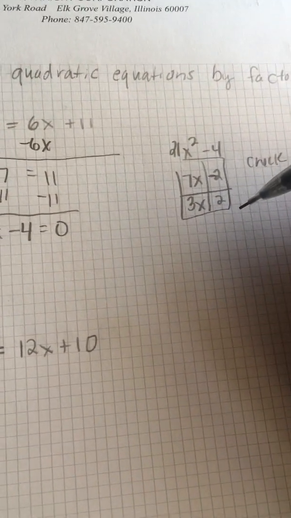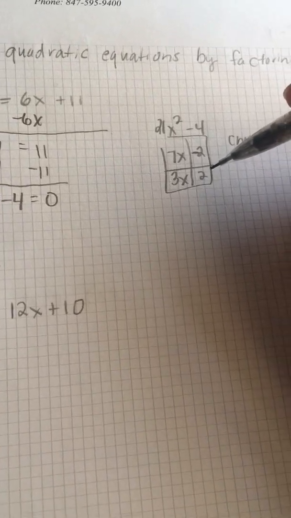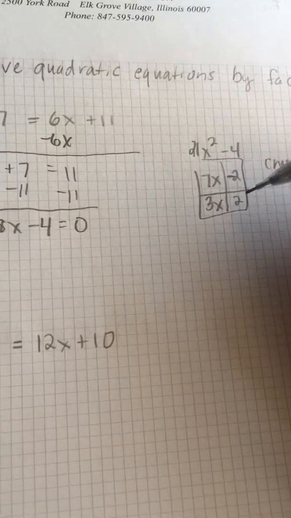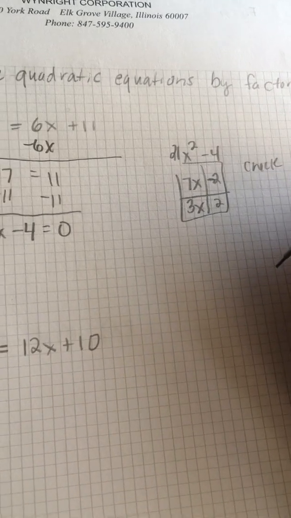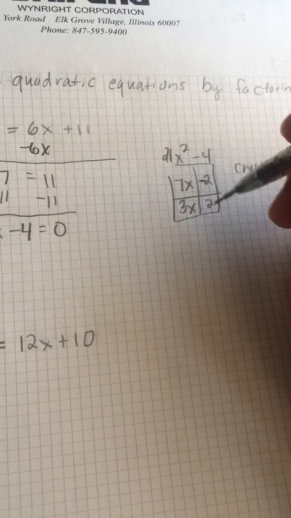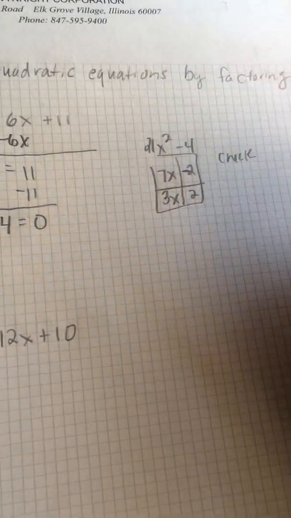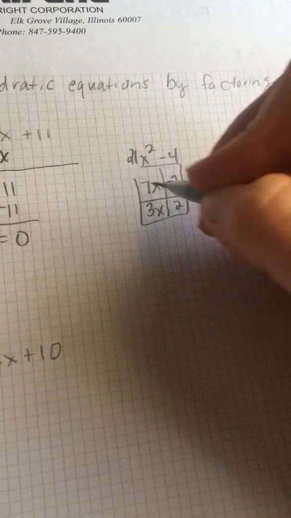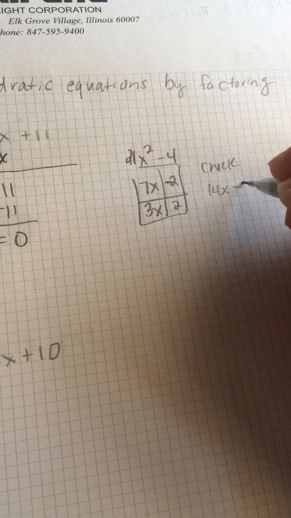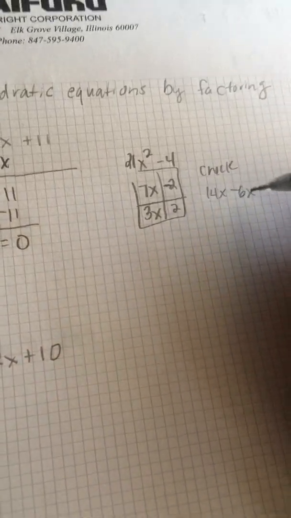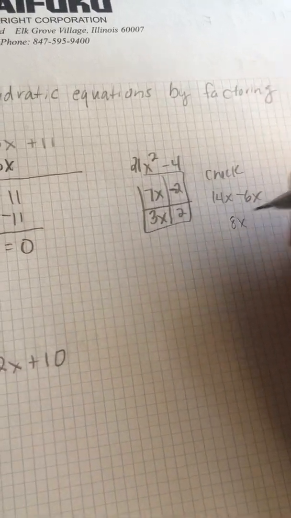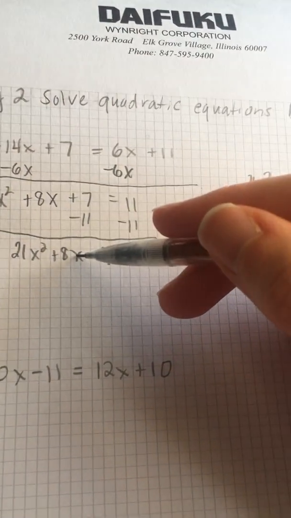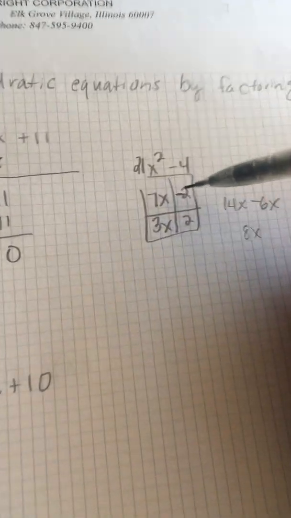So you're not always going to get it. You see that I'm getting these on the first try, but you're not always going to get them on the first try, and that's okay. You can erase and try things again. Try other numbers. 4 and 1, 21 and 1. So the check piece, I get 14x when I multiply this diagonal, and I get a negative 6x when I multiply that diagonal. 14 minus 6 is 8x. Does that match our middle term? Yes, it does.